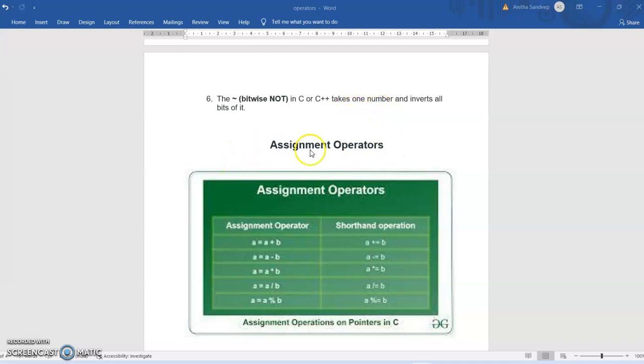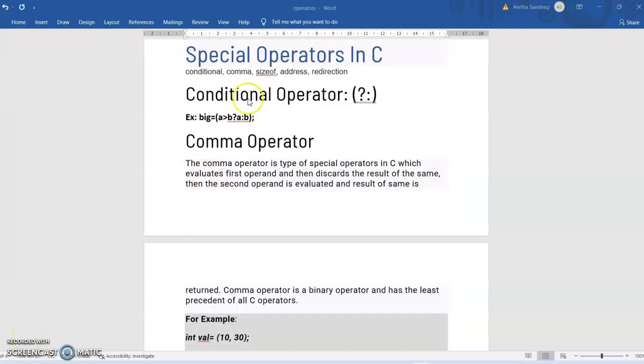Next category of operators is assignment operators. So here assignment operators could be shorthand assignment operators, like A plus equal to B. If I write it, it is nothing but A equals A plus B. Likewise, you can have any shorthand operators. Next, we'll see the special operators, which are conditional operator, comma operator, sizeof, address and dereference operator.